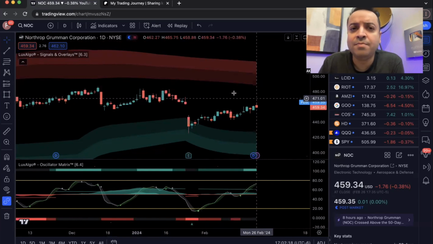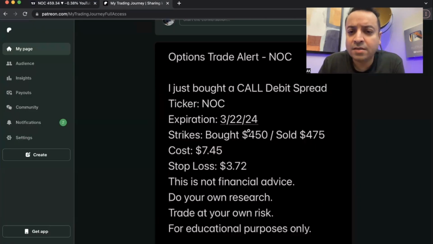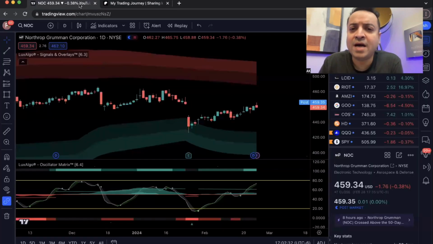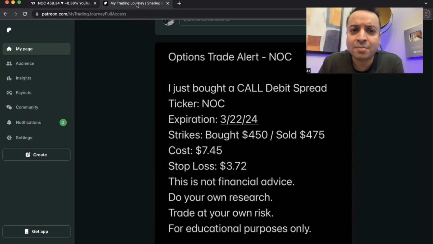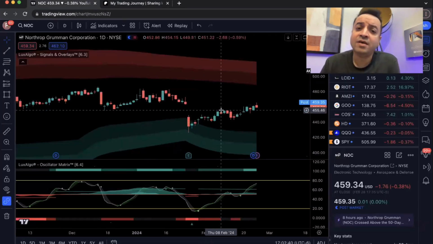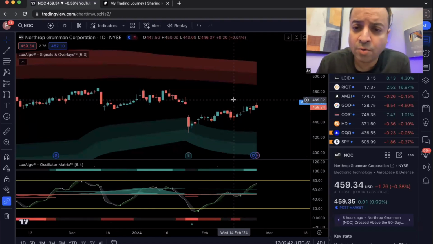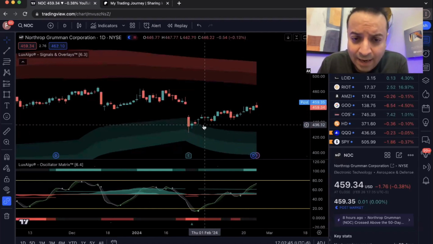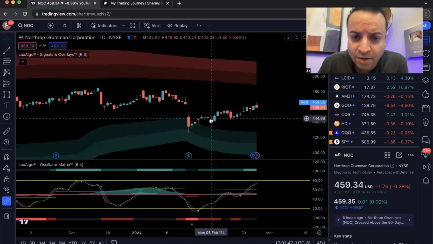So I kind of wanted to stay away from that. This way, because I bought the 450 calls and I sold the 475, it made my cost cheaper. If I hadn't done that, it would have been a much more expensive trade to get into. So yes, my potential for a take profit could have been higher in case it just shot up. But again, risk to reward, I'm good with 2 to 1. And it's about the longevity, right? So I did that and I entered right here on this candle.